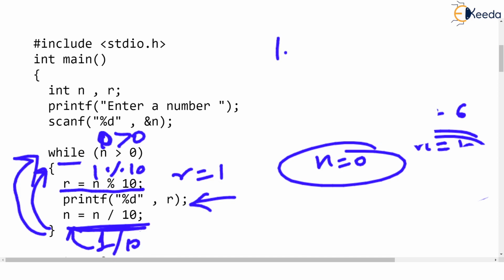So the number was 106. First r became 6. We printed 6. But then n became 10. We stripped off this digit.